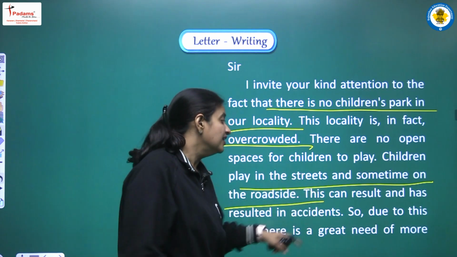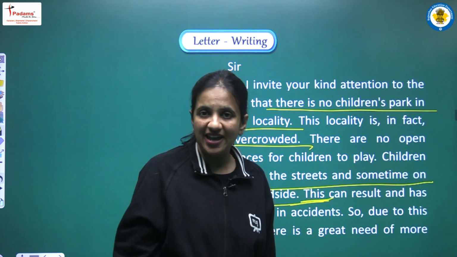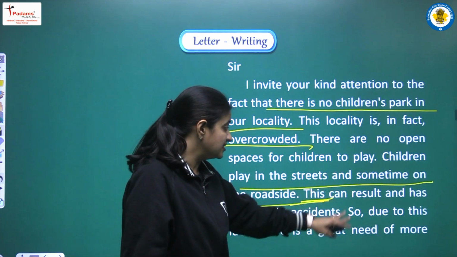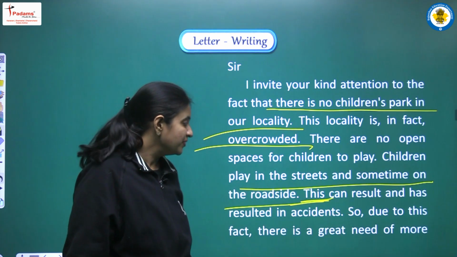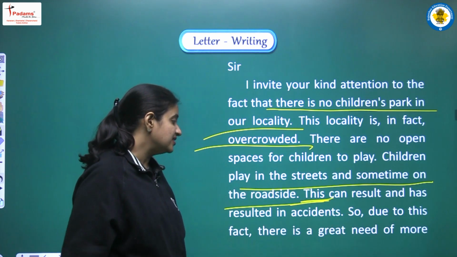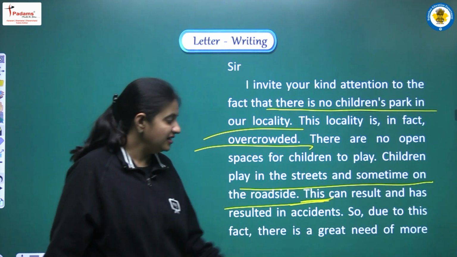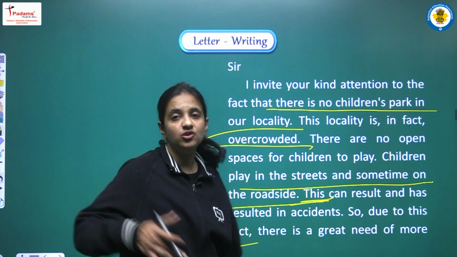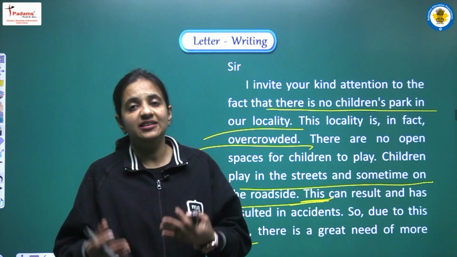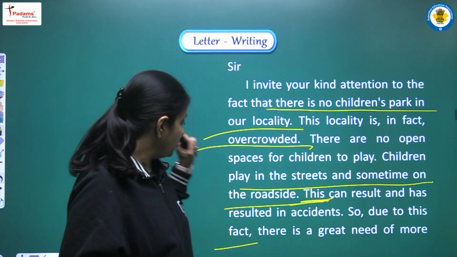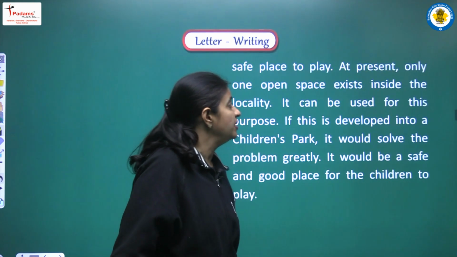So we are writing this thing, that this habit, the habit that they are playing on the roadside, they are playing on the street, can result, and has resulted already, in accidents. Due to this fact, there is a great need of more safe places to play. So we are saying that because there is no space, children are playing on the streets and on the roadside, and this is causing so many accidents. Because of this reason, there is a great need of more safe places to play.